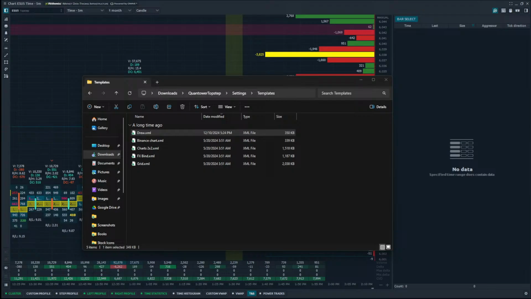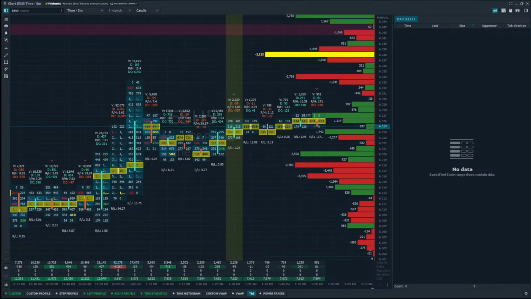And then also something that I need to specify, Quantower is only available for Windows-based computers. So you need a Windows PC to use this, which might not be ideal for some people, but most trading software is geared towards Windows.